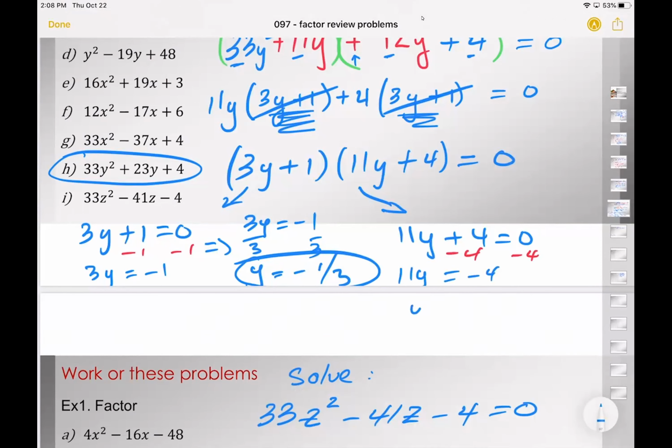11y equals negative 4. To get rid of the 11, I need to divide. And if I divide on one side, I need to divide the other side. So the two answers I have are y equals negative 1/3, and the other answer is y equals negative 4/11, right? So those are your two answers.